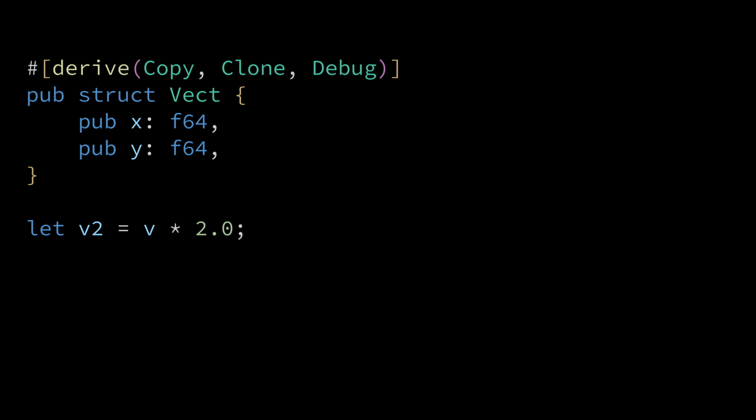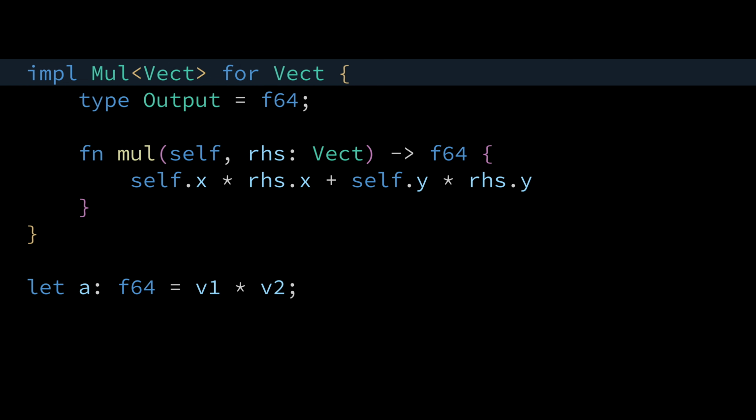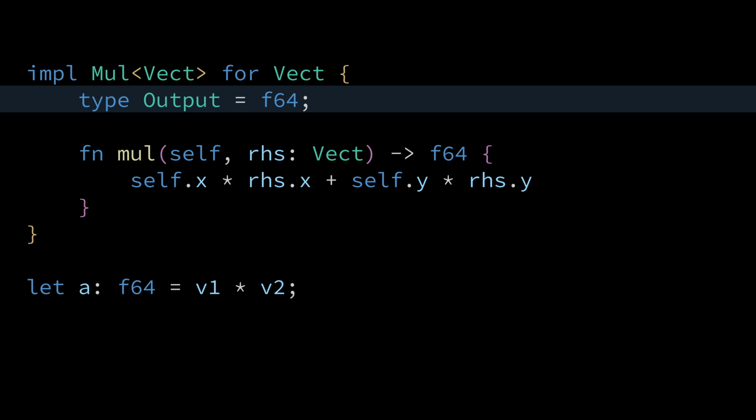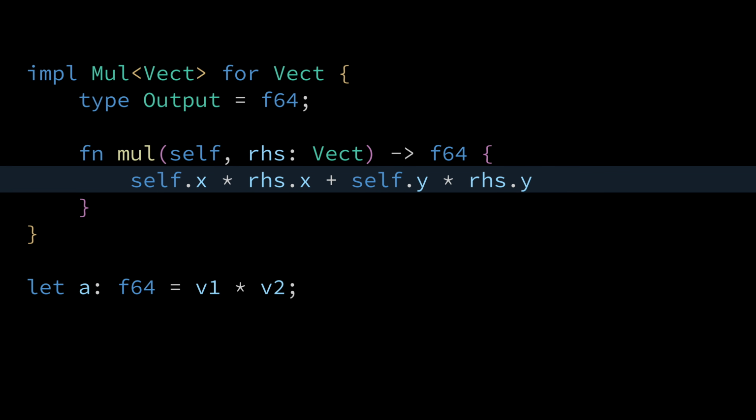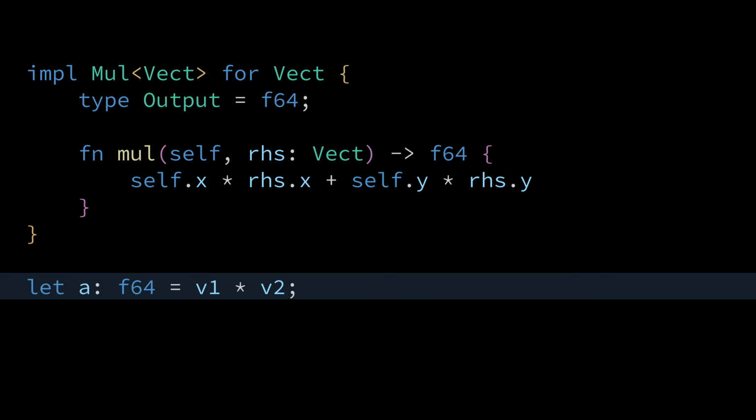If I multiply a vector by a scalar, then I get a bigger vector. But if I multiply a vector by another vector, we could define that to mean we calculate the dot product, which produces a scalar. So let's start with the dot product. We're multiplying a vector by a vector, so I say impl Mul Vect for Vect, and the result will be a scalar, so we say the output type is f64. And this is how we calculate the dot product. Okay, that was easy, so now we can say v1 times v2, and we get a scalar.